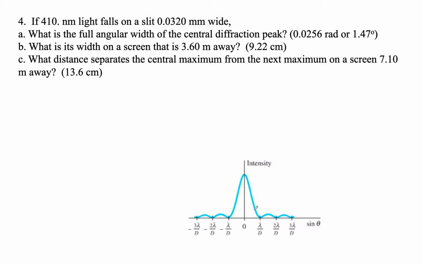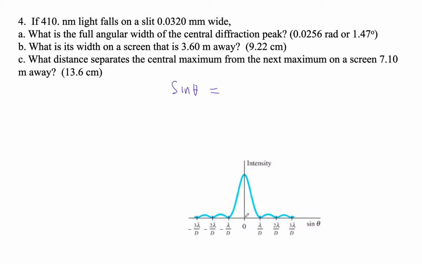Okay, so it goes whoop, and then we get a minimum here when sine of theta is lambda over d. Lambda is the wavelength, d is how big the slit is, right? And then you get one at 2 lambda, 3 lambda, etc. So the full angular width of the central diffraction peak is going to be twice that angle.